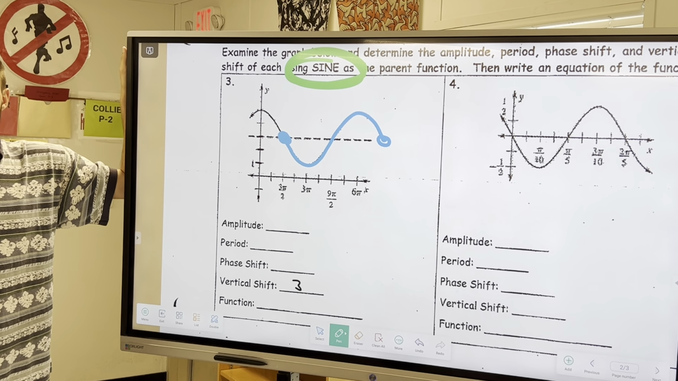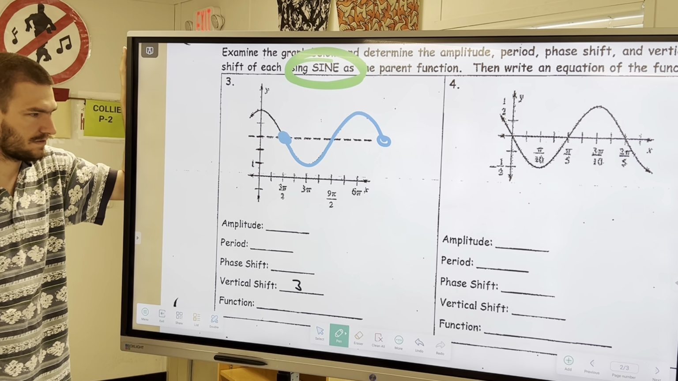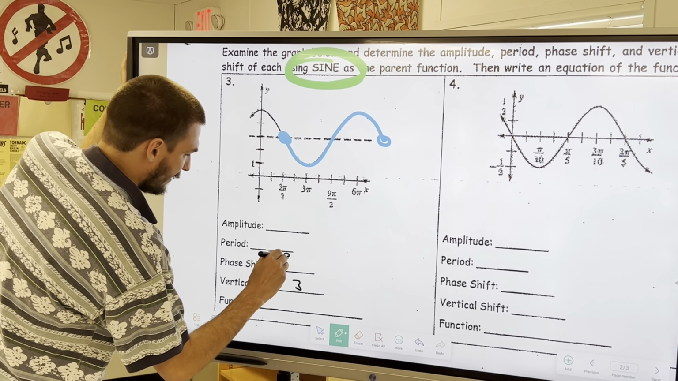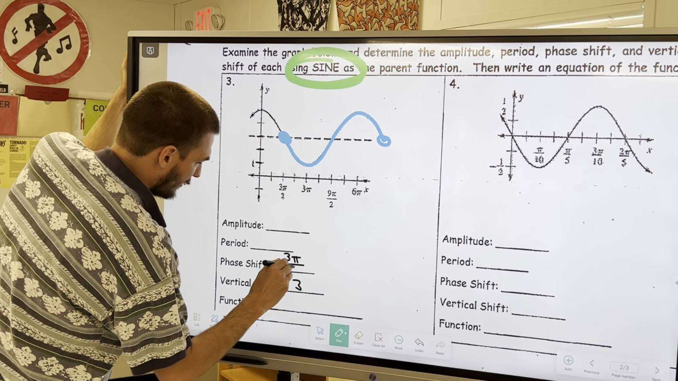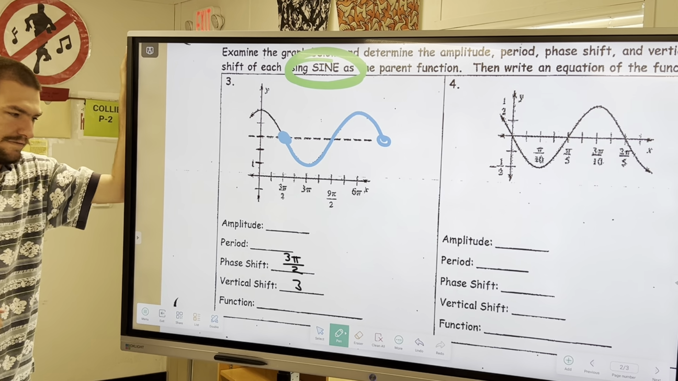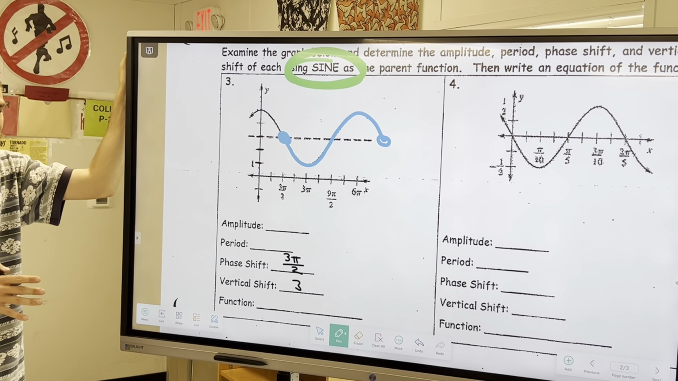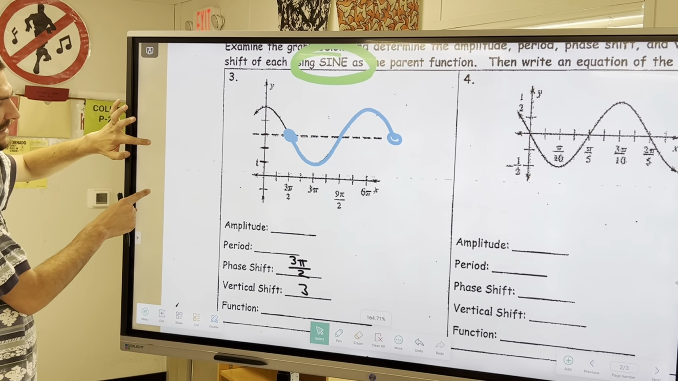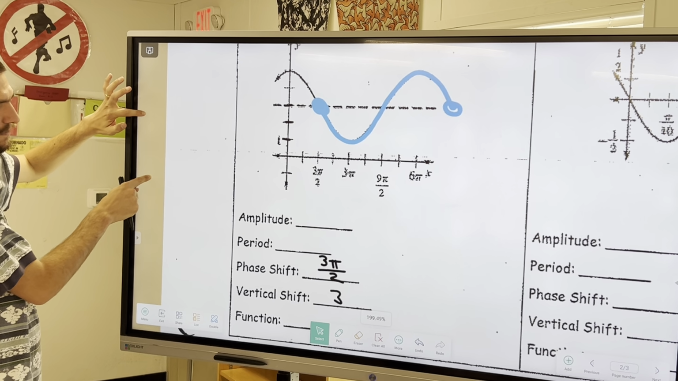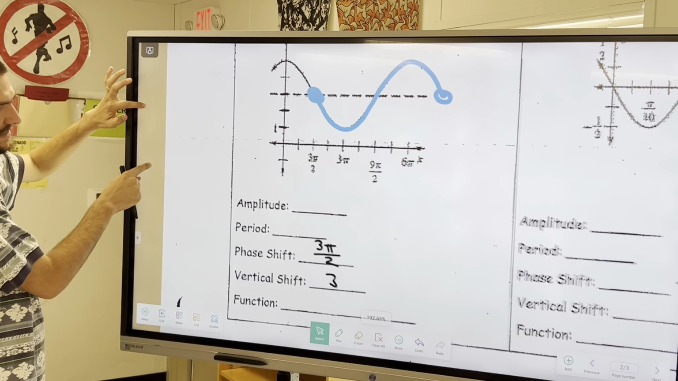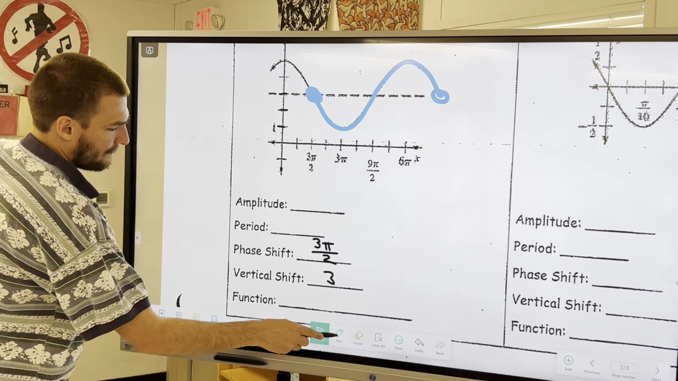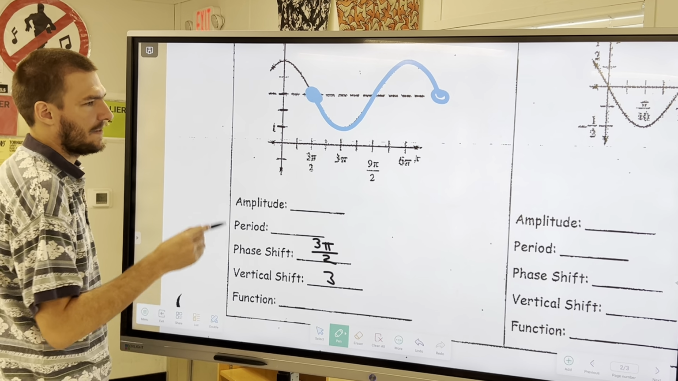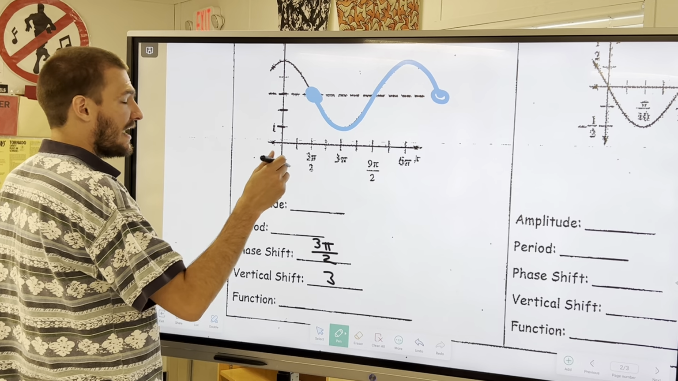I think I'm wrong. Is phase shift 3 pi halves? Yes, honestly, if the printing wasn't so bad, you probably would feel more confident. Yes, 3 pi halves. Perfect. Anybody got the amplitude or the period? The period is 6 pi. That's correct.